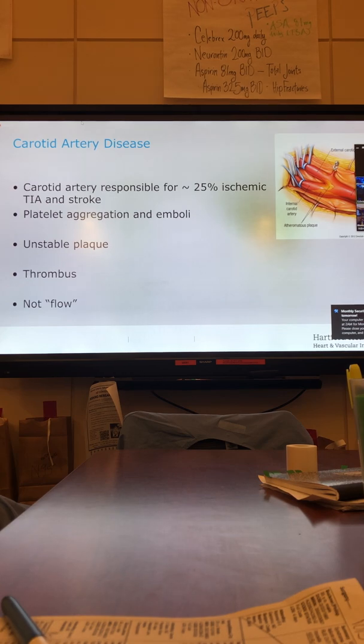Why do patients with carotid disease get a stroke? It's not because of a flow issue, right? The narrowing, whether it's greater than 80% or greater than 50%, the flow is not what's causing the stroke. What's causing the stroke is that as the narrowing gets more severe, it becomes a bigger shelf for little bits of plaque and clot to develop.